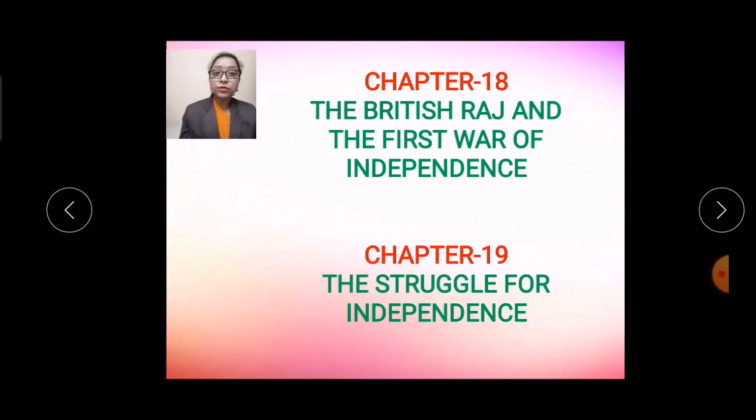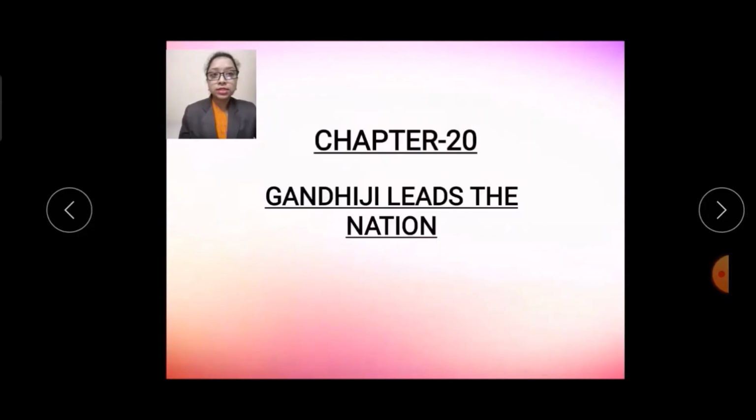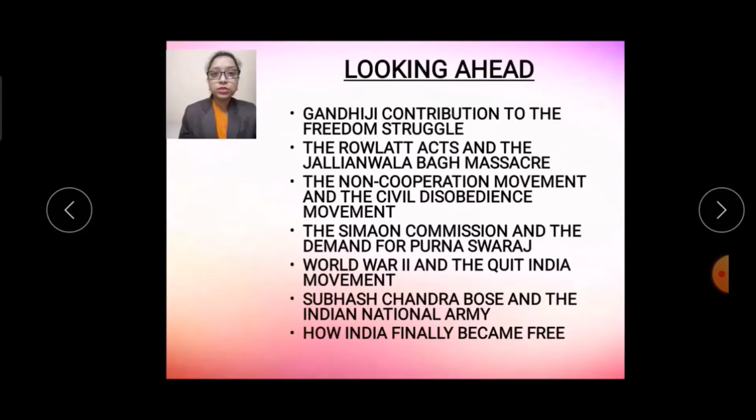Today we will learn how Gandhiji led the movement, how he worked to remove evil practices from Indian society and to unite Indians against the British. Then we'll see how Gandhiji launched different movements with non-violent methods, and then how India got independence. So this is our chapter 20, and the name of this chapter is Gandhiji Leads the Nation.